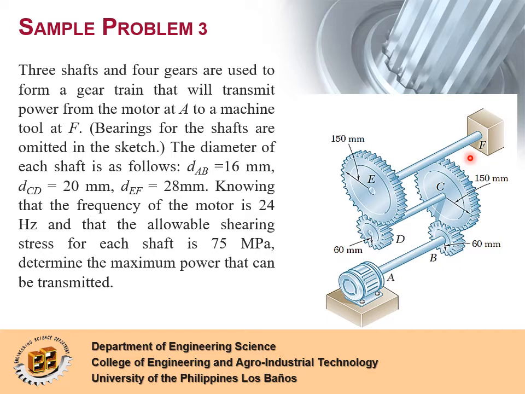The diameter of each shaft is as follows. The diameter of AB is equal to 16 millimeters. Diameter of CD is equal to 20 millimeters. Diameter of EF is equal to 28 millimeters. Knowing that the frequency of the motor is 24 Hz and that the allowable shearing stress for each shaft is 75 megapascals, determine the maximum power that can be transmitted.